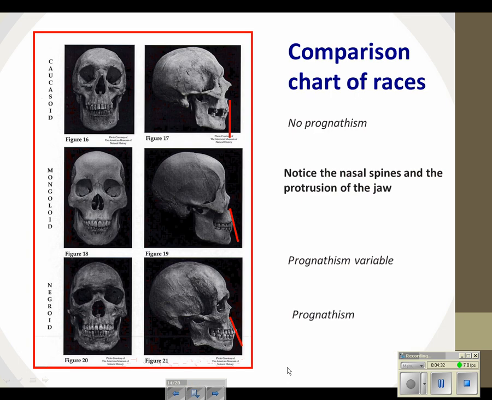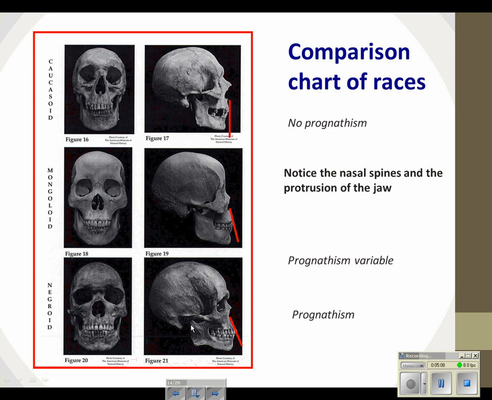So if we look at the chart of the different races, just looking at the skull, prognathism is actually sort of the angle of the jaw. If you hold a pencil up to your mouth, you can figure out what yours is like as well. Someone that's Caucasoid is really not going to have a prognathism. It's straight. Mongoloid, it's going to be variable, so it's going to have somewhat of an angle here, and in someone that's Negroid, you're going to see much bigger prognathism. So this jaw line is actually going to have an angle to it.